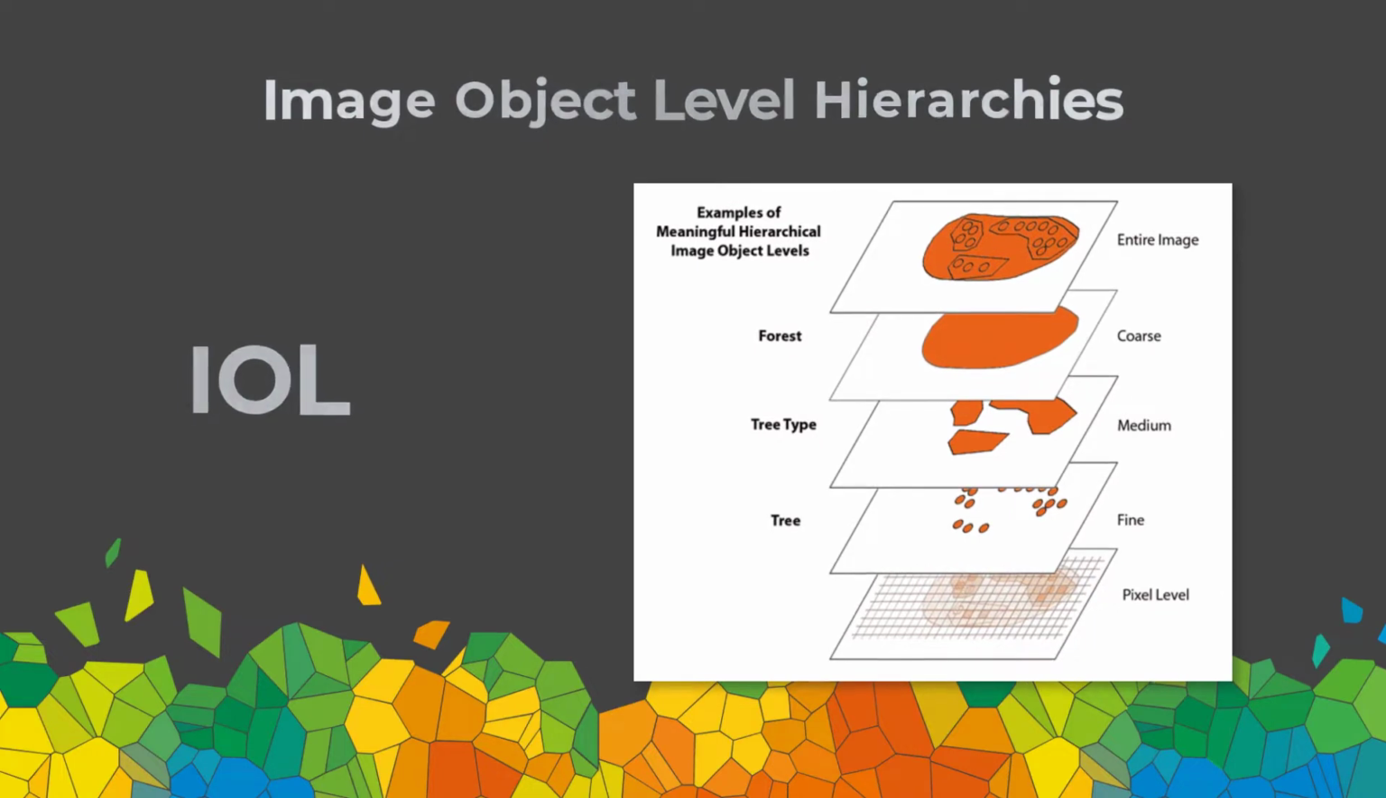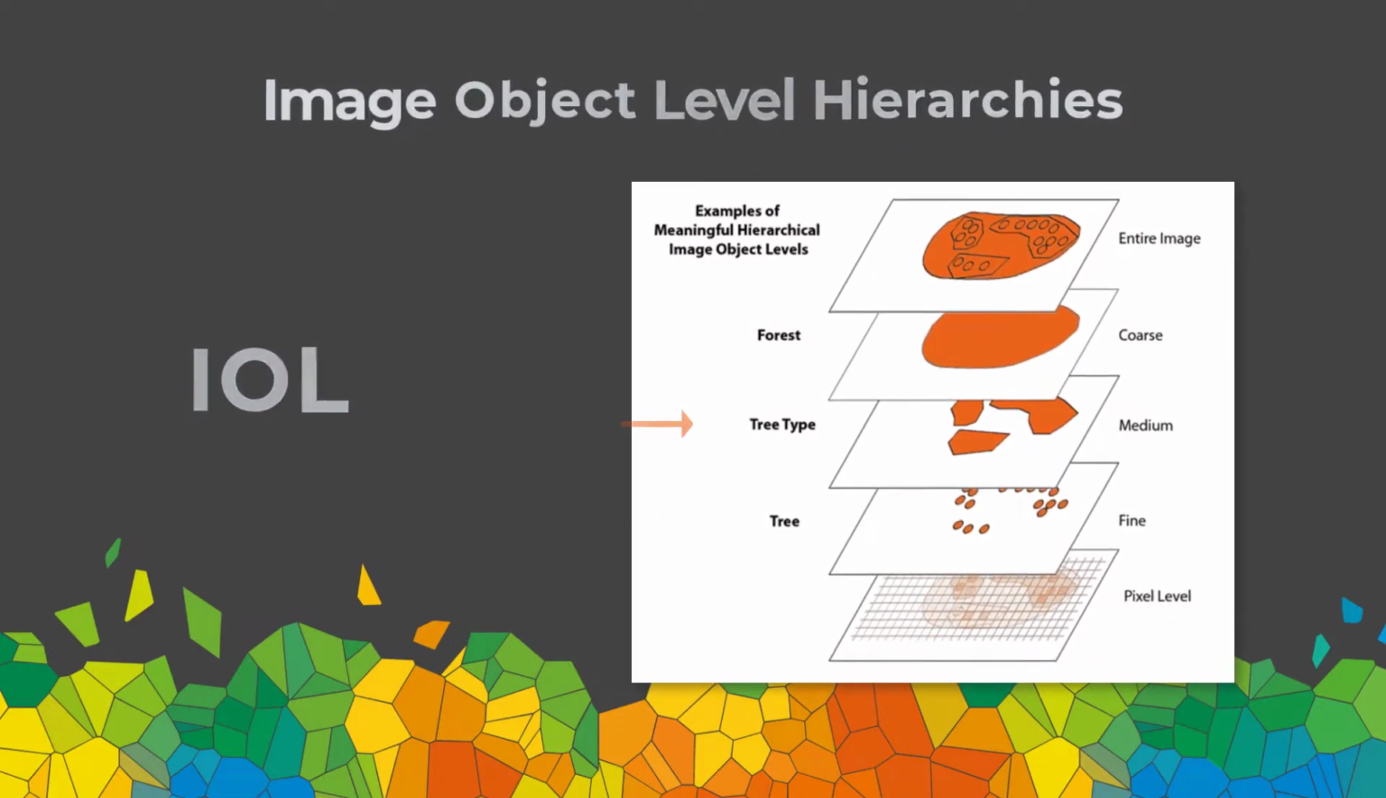So what you see here is an example of an image object level hierarchy. At the bottom, you see the pixel level that is actually taken from our documentation. Then a fine scale segmentation and classification of trees. Then a medium scale image object level where tree types are detected. Then a coarse segmentation level where we have forest, and then the entire image.